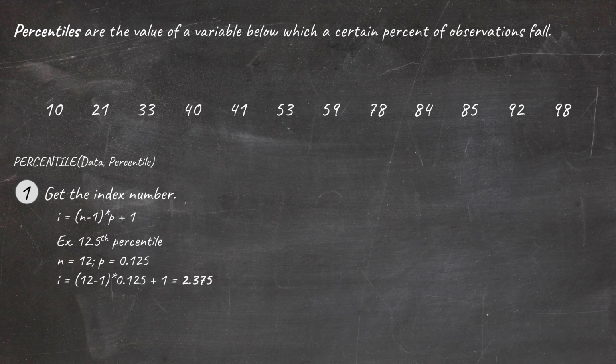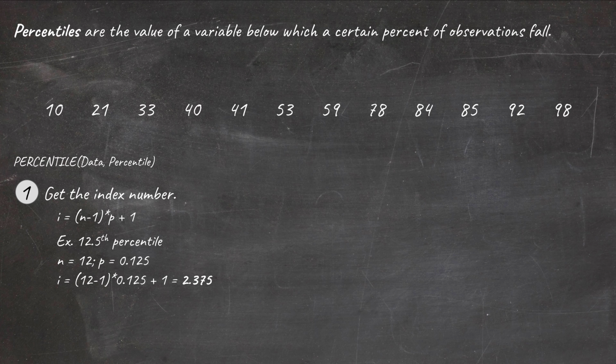Let's do an example. Let's find the 12.5th percentile. So we want to know what result, let's say these are test scores, we want to know what score would be higher than 12.5% of all other scores. That's what a percentile is. It tells us where we kind of rank in the data set.